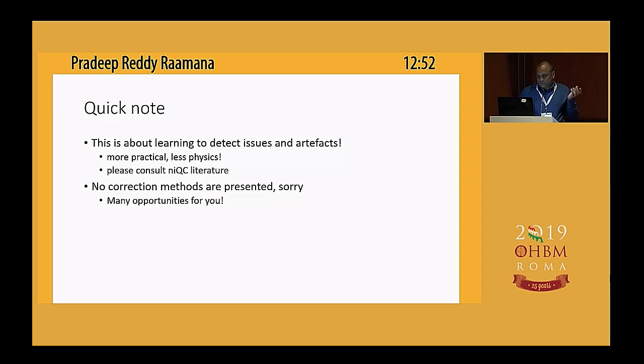Like I mentioned before, this is about learning to detect them, giving you more practical intuition, not so much the physics behind it. There is a collection of papers we maintain in the Zotero collection by the Neuroimaging Quality Control Special Interest Group. You can always go into those papers to get more physical understanding of these issues.